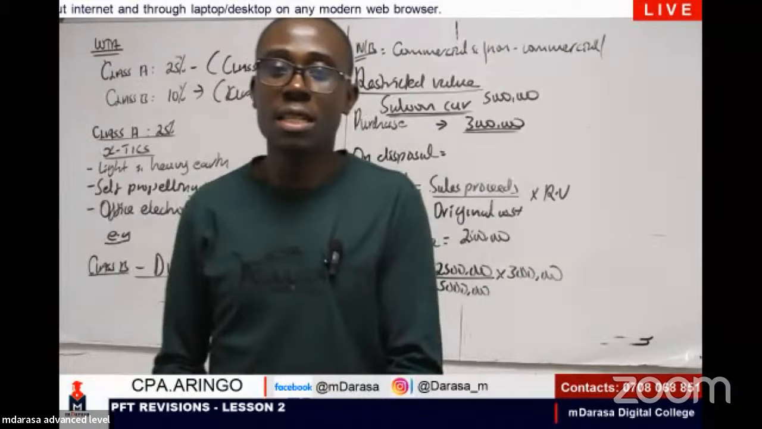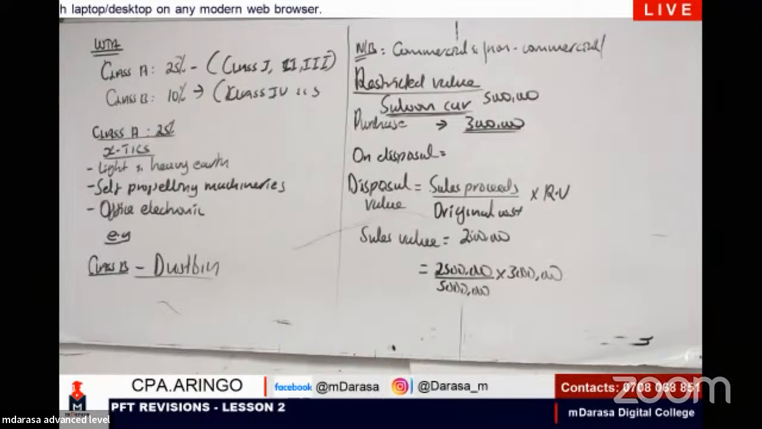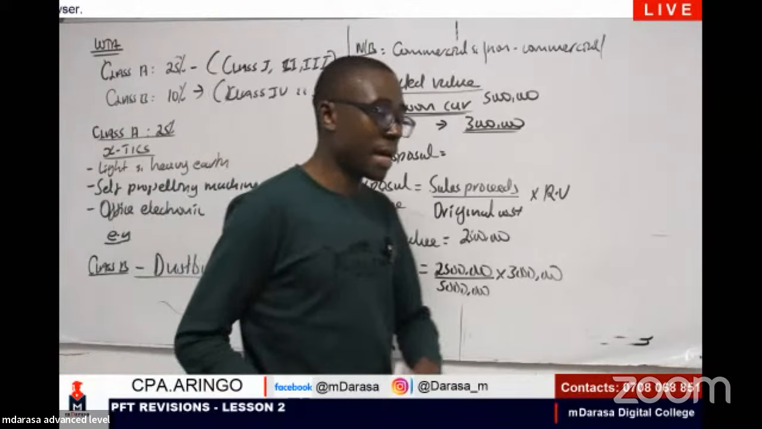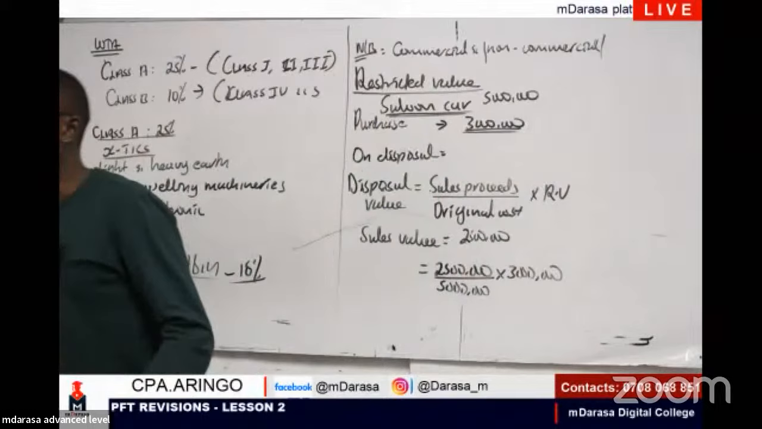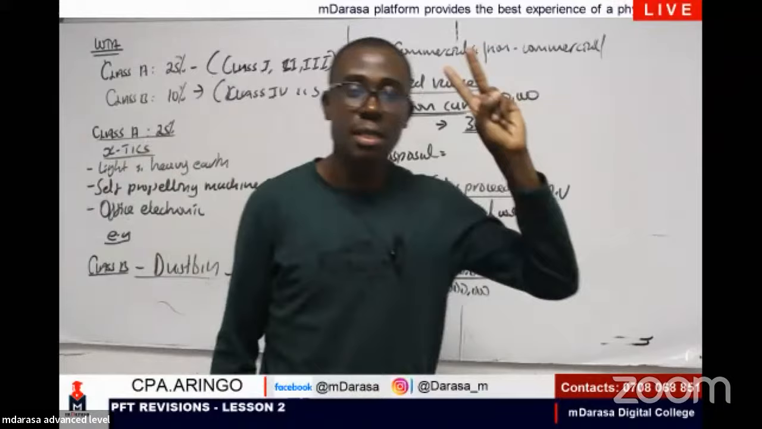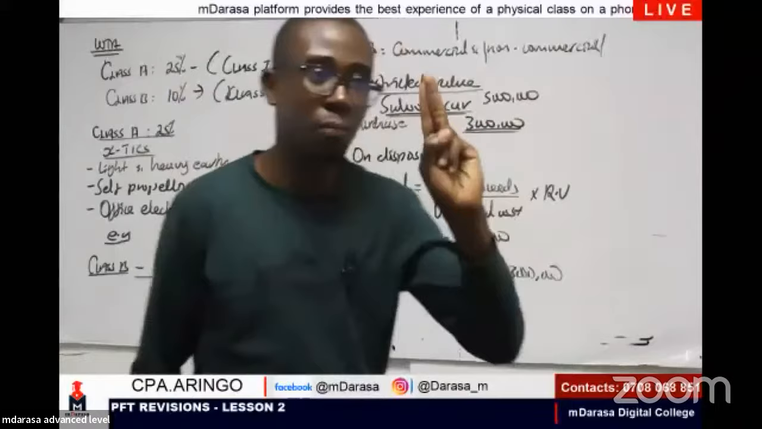And remember, we've said that class B is at the rate of 10%. So we are agreeing that for the purpose of capital allowances, ideally, we'll only be talking of two classes. That is for WTA, we only have two classes now: class A and class B. Very important to note, class A and class B.